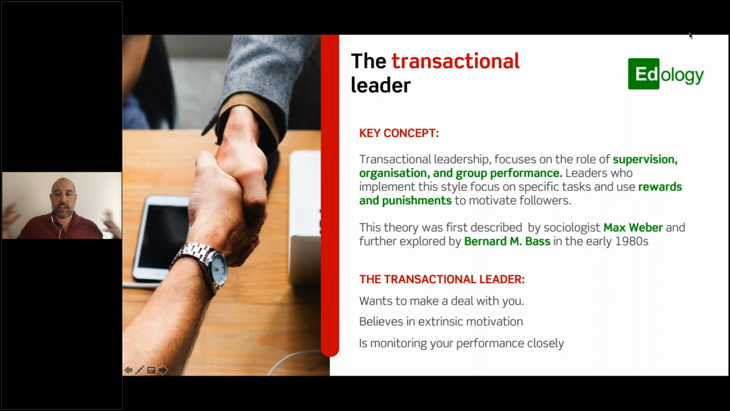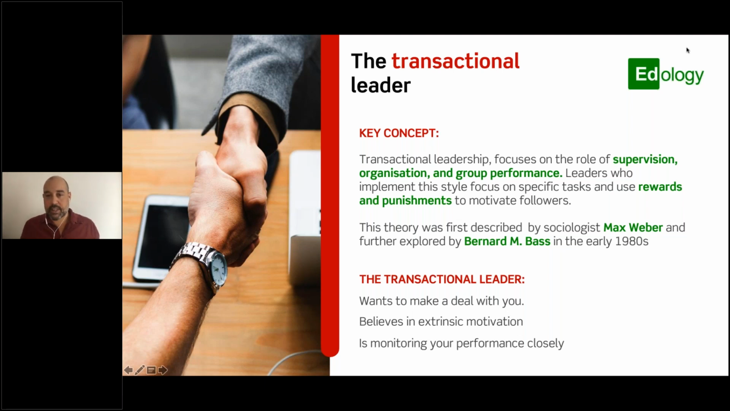It focuses on the organization, focuses on group performance. It's, again, monitoring performance very closely. The transactional leader will want to make a deal with you. This is a theory first described here by Weber and later by Bass in the early 80s. It's something that you can go and find out more about yourself.